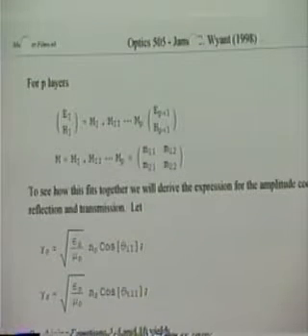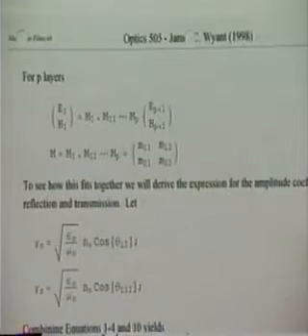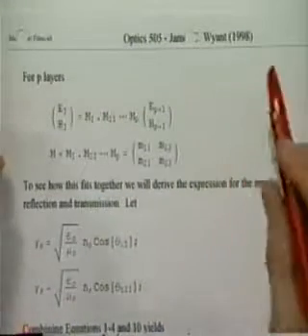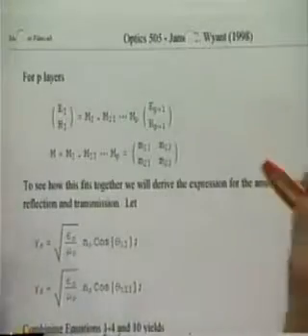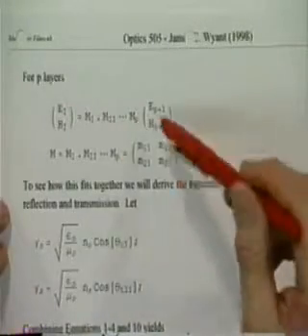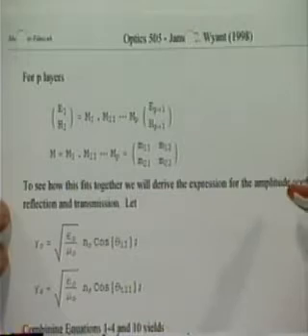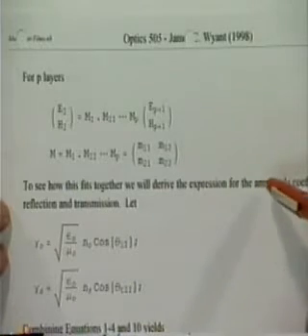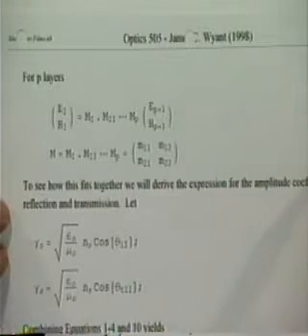So maybe at this point you say, so what? I guess, I don't know. Are you thinking that? Too polite to say it? Okay. Well, so what? Well, what we're going to do now is we're going to see how to go from these M's to the expression for the amplitude coefficient of reflection and transmission.